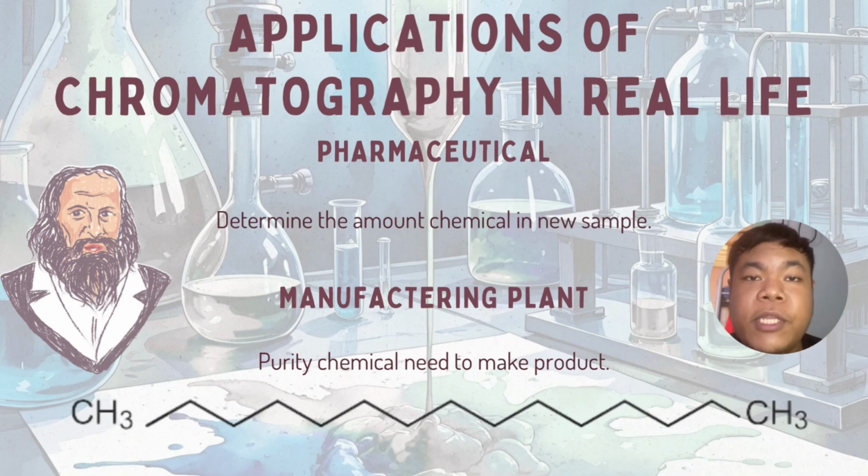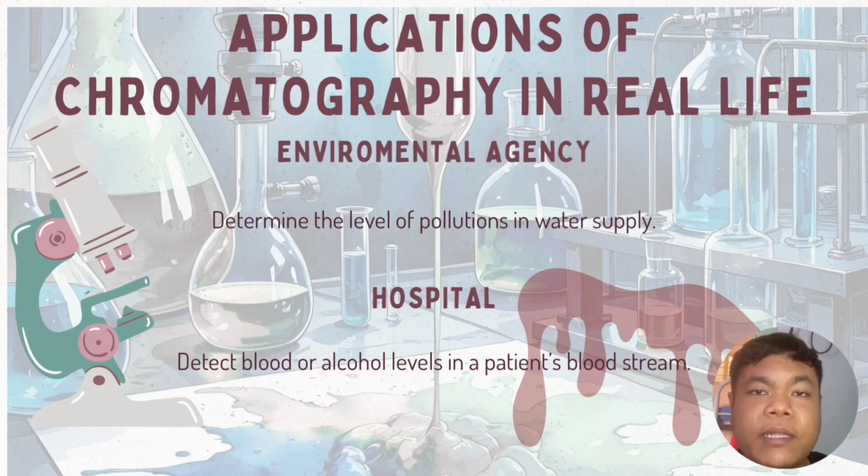Chromatography is widely used in real life, especially in pharmaceuticals. It helps determine the amount of a chemical in a new drug sample, ensuring proper dosage and safety. In manufacturing plants, chromatography is used to check the purity of chemicals needed to make a new product, ensuring high quality and safety in the final output. Next, environmental agencies use chromatography to determine the level of pollution in the water supply, helping to ensure it is safe for human and environmental health. Chromatography is also used to detect blood alcohol levels in a patient's bloodstream, aiding in diagnosis and treatment decisions.